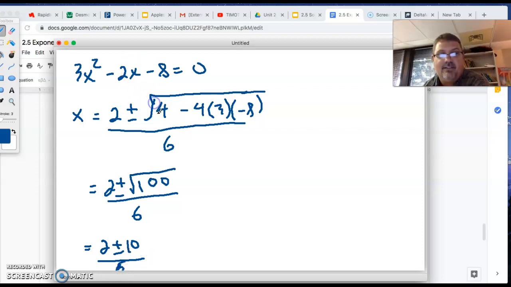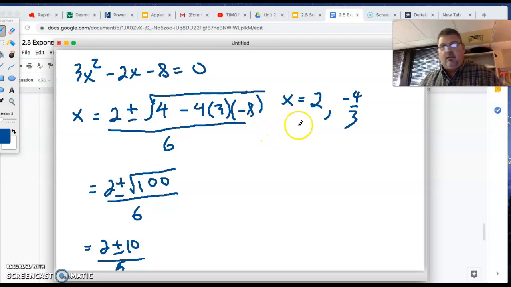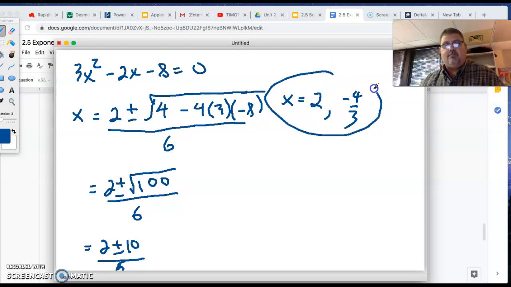Alright, finally, we can clean this thing up. We've got a 12 over 6, which is a 2. And we've got a negative 8 over 6, which is a negative 4/3. And do they both work? They do, actually. When you go back and check them, they work. Okay, so I've checked these. Both of these do work out, but you do need to check them. And that is it for this video.